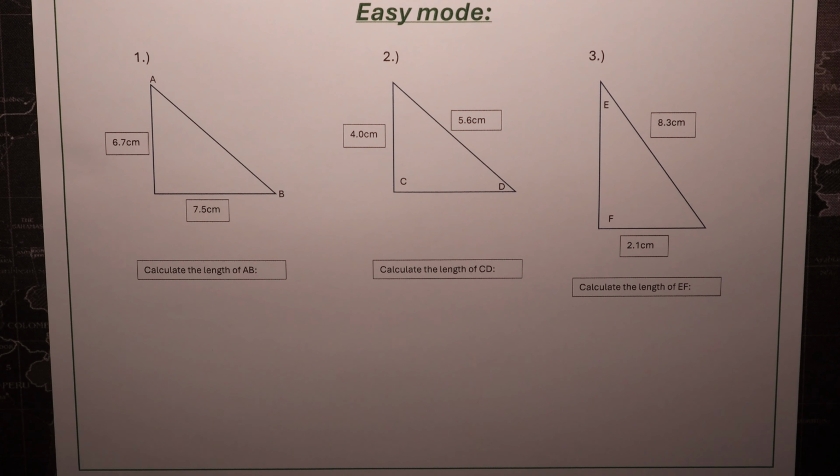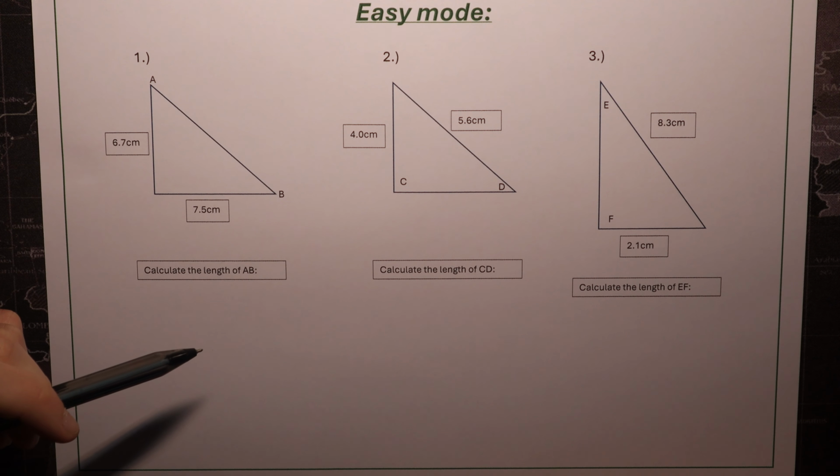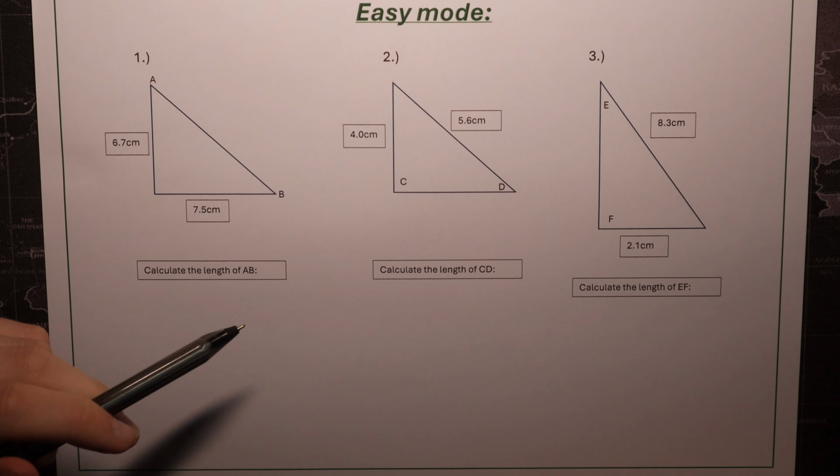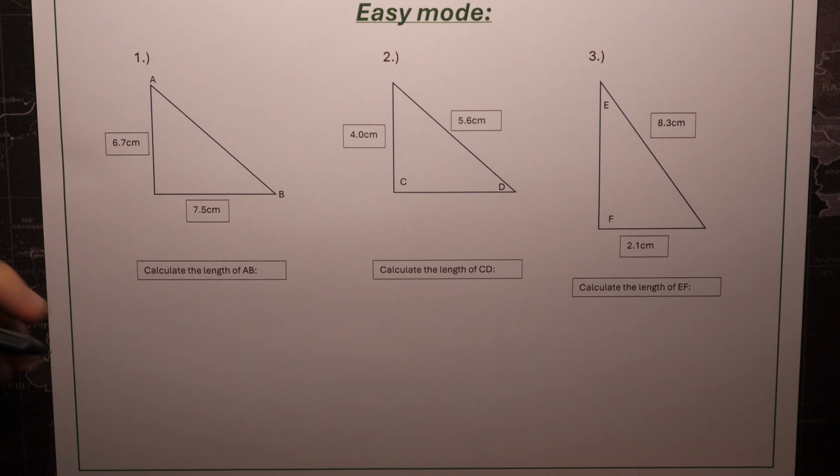So here we've got easy mode. This is typically the easiest type of question you can get regarding this topic on a GCSE paper. Normally on a foundation tier this will be near the middle of the paper, while on a higher tier this will be in the first 3 questions. So let's get started here.